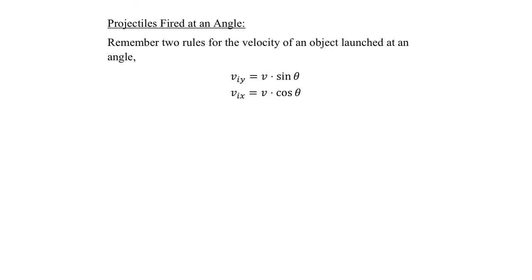So if you recall from vectors, when you want to find the x and y component of your vectors, you use your sine and your cosine. And the y component is always associated to sine, and the x component was always associated to cosine. Okay, that was the assumption we made.